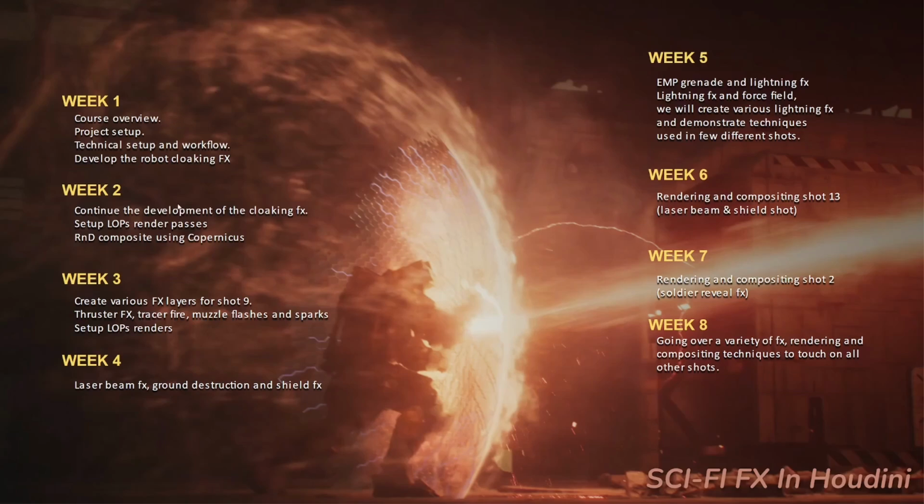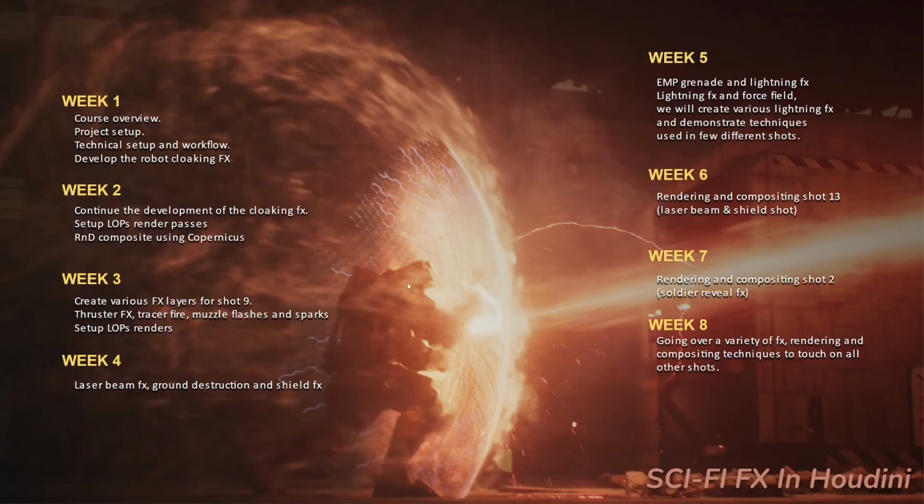We're going to be looking at a LOPs render setup just to look dev the layers that we'd need to render for compositing. And then while we're at it, we want to have a look at how those renders might play out in compositing, and we're going to do some R&D compositing in Copernicus just to get a look dev feel and make sure we are putting the correct kind of layers that compositing might need.